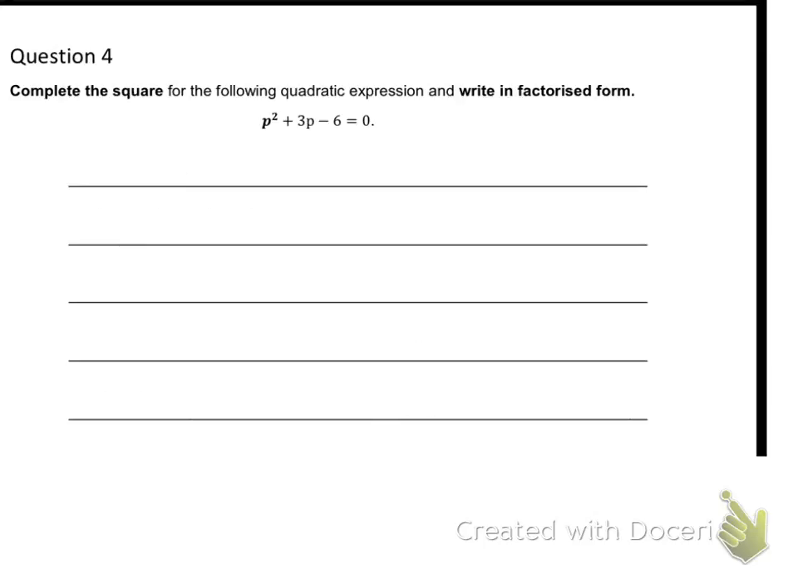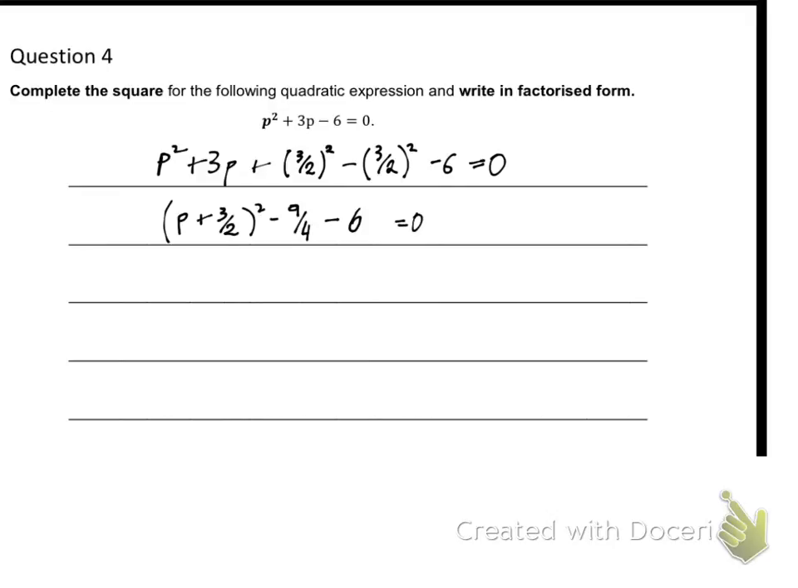Question 4. Complete the square for the following quadratic expression and write in factorized form. Okay. So completing the square, half of your coefficient of the p term, okay, and you square it, you add it in, subtract it, there it is. Then you get your perfect square, and we've got a minus 9 on 4 and then subtract 6. So let's get this whole number 6 as a common denominator with a 4. Now this is a negative 9 subtract 24, and it gives you a negative 33 altogether.